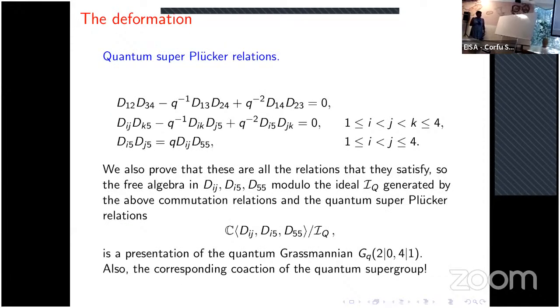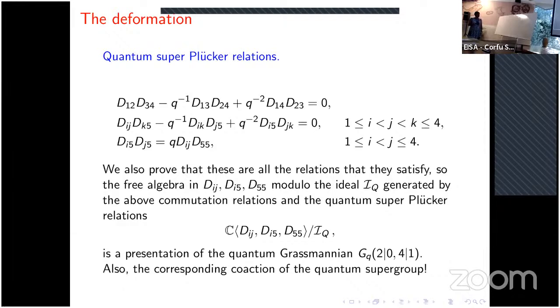And these are the deformed Plücker relations. One can prove also by explicit computation, which is not easy, that these are the quantum super Plücker relations. I am missing the relation d55 times d55 equals zero, but for the rest, these are them. If this looks complicated, you will see, if you stay until the end of this afternoon, how the difficulty increases a lot for general n.